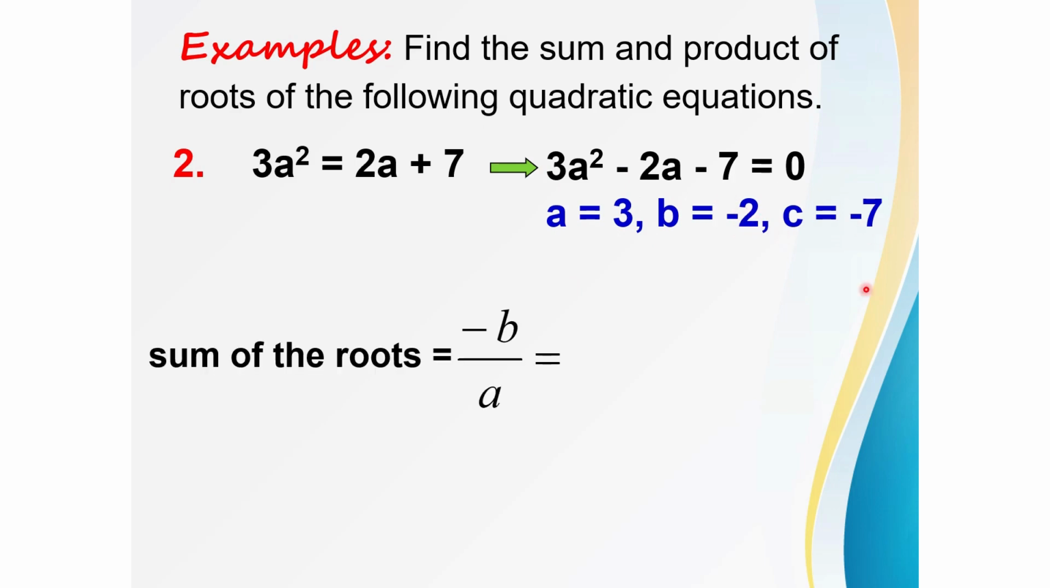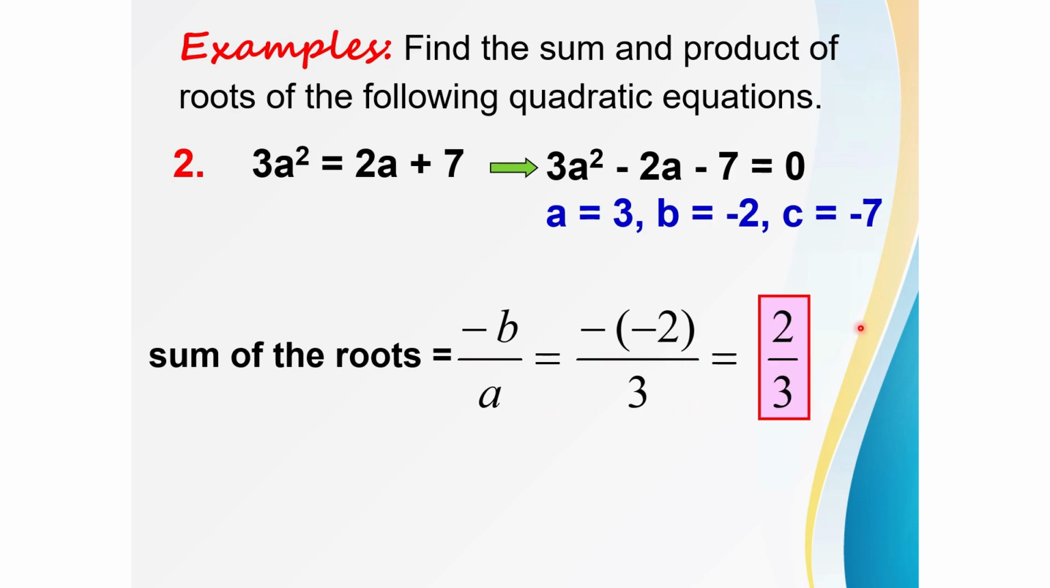So the sum of the roots is equal to negative b over a. Substitute the values. Bring down muna yung negative sign dito sa formula. Then, palitan yung value ng b ng negative 2 over ang value ng a ay 3. And simplifying, negative times negative 2 is positive 2, then over 3.